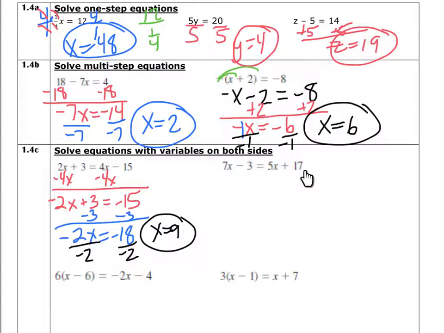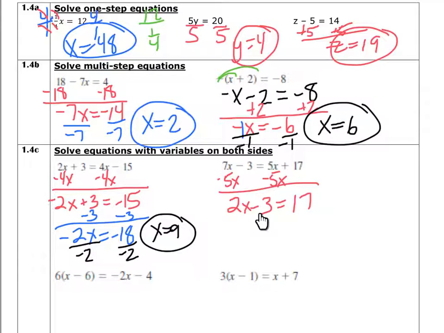Now this problem over here, we have an x here and here. I'm going to go ahead and move the 5x over to the left side. It's a positive 5x, so let's go ahead and subtract 5x and line those up. Now when I add down, I have 2x minus 3 equals 17. Again, because my x is on the left-hand side of the equals, the minus 3 must move over here.